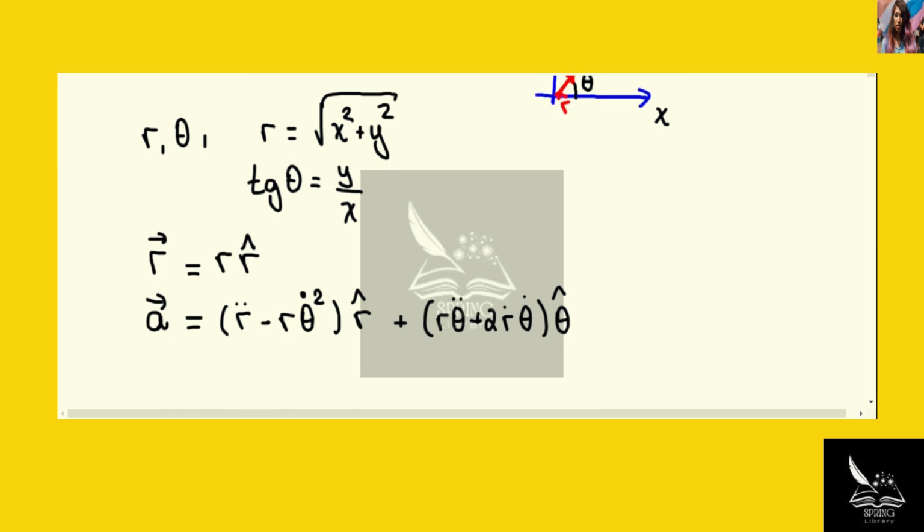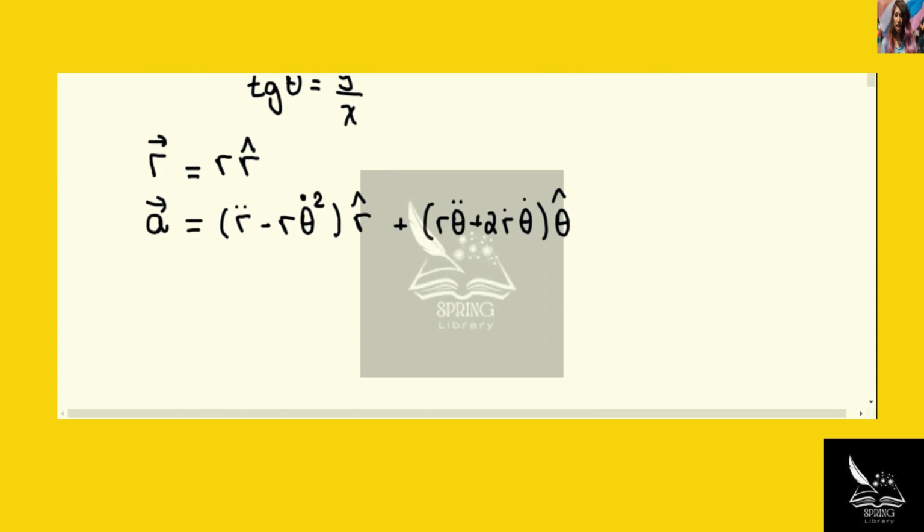Okay, and we can obtain this equation for the acceleration of the particle by using the fact that the unit vector changes with time. So the derivative of r hat is equal to theta dot times theta hat, while the derivative of theta hat is minus theta dot r hat. Okay, so this here is the equation we're going to use.